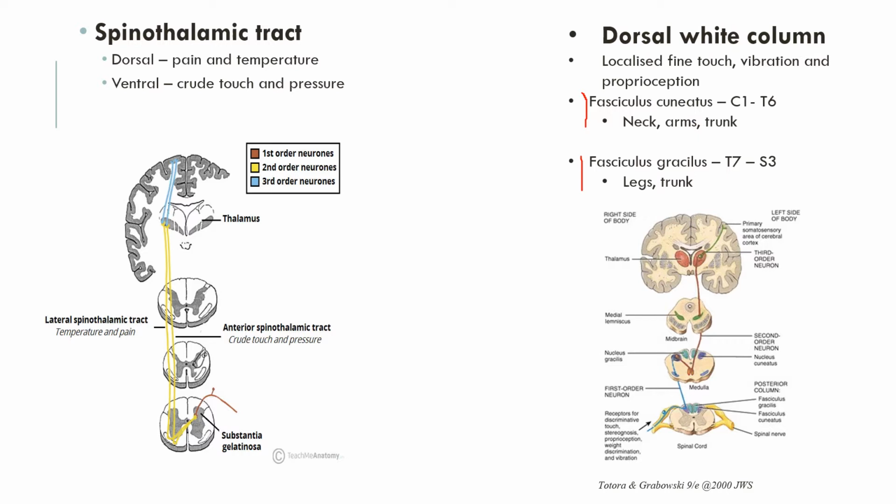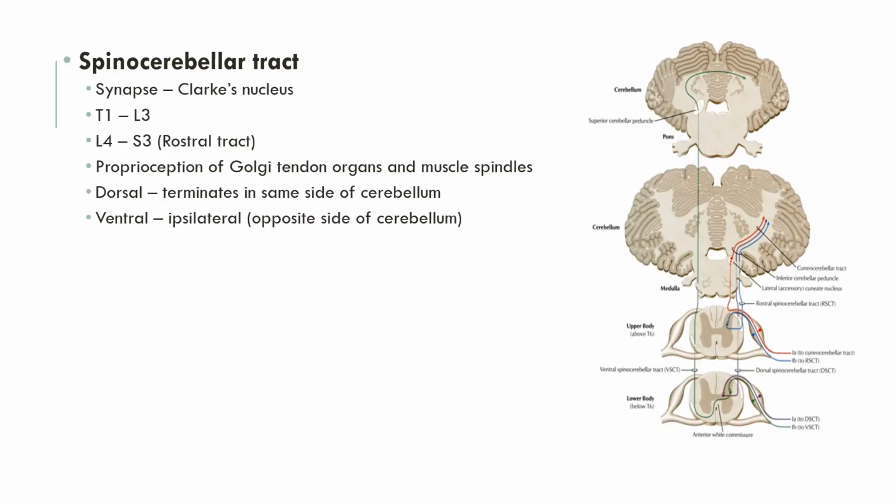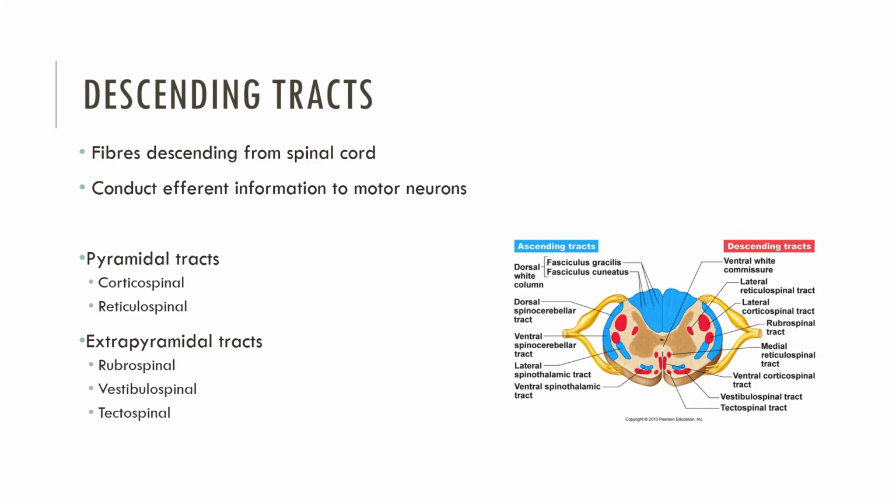This next one is the spinocerebellar tract. This synapse is in Clarke's nucleus within the spinal cord. It goes from T1 to L3, and then sometimes there's some in L4 to S3, which is called the rostral tract. This tract works with the proprioception of the Golgi tendon organs and muscle spindles. And just to note, the dorsal tract terminates on the same side of the cerebellum, whereas the ventral tract is contralateral, or on the opposite side of the cerebellum. So it crosses over the spinal cord.